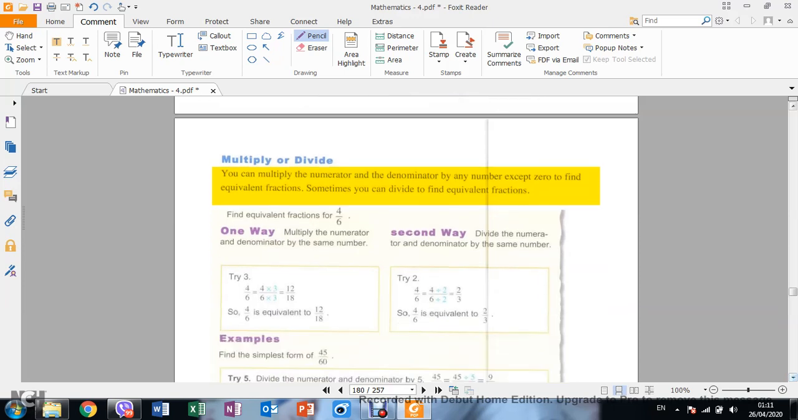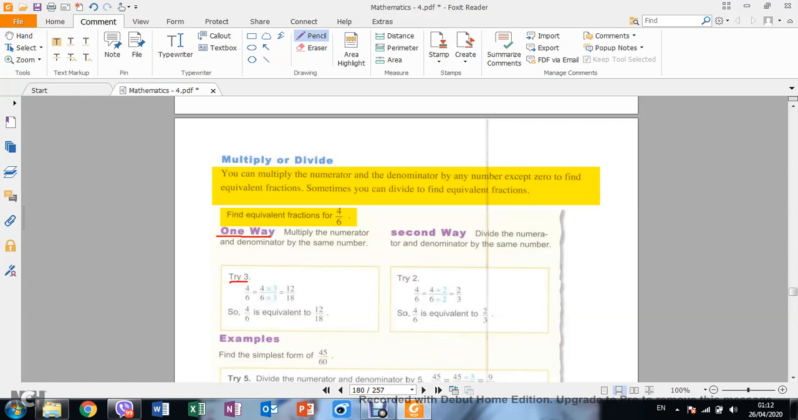Okay? For example, find an equivalent fraction for 4/6. One way: multiply the numerator and denominator both by the same number. For example, we try 3. Any number you like, you can use it, except 0. And don't use 1, because if you multiply any number by 1, you get the same number.